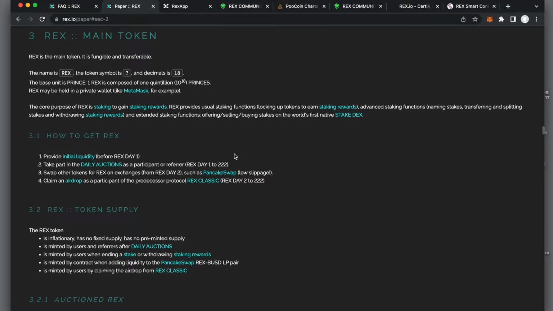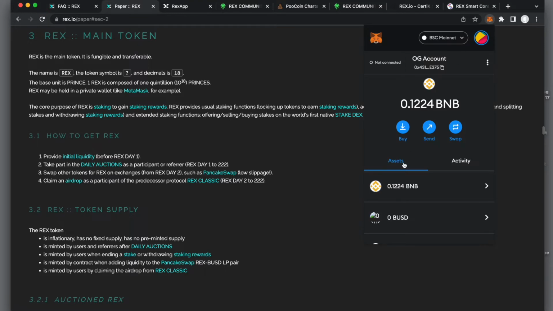So Rex is the main token. It is fungible and it is transferable. The name of the token is Rex. The token symbol is not question mark, it's TRX, I believe. And we can check that in the wallet because I've already added it to this wallet.